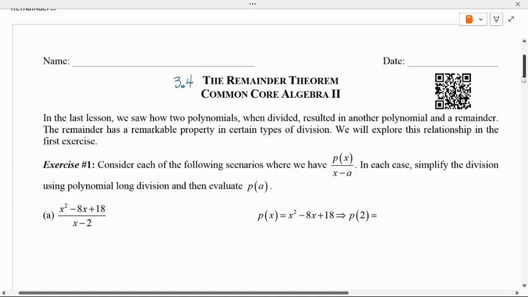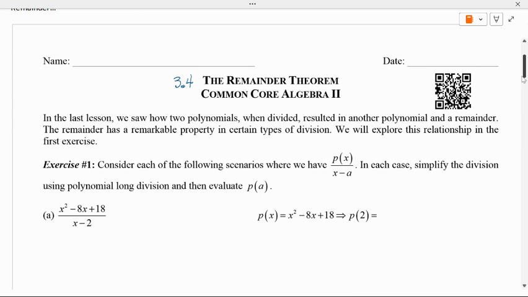So in the last lesson, we saw how two polynomials, when divided, resulted in another polynomial and a remainder sometimes, not always, but sometimes. The remainder has a remarkable property in a certain type of division. We will explore this relationship in the first exercise. So consider each of the following scenarios. Polynomial term divided by some binomial. In each case, simplify the division using polynomial long division and then evaluate.